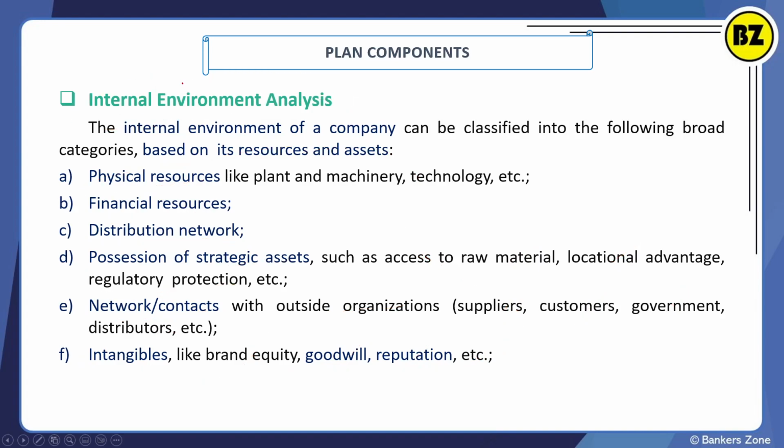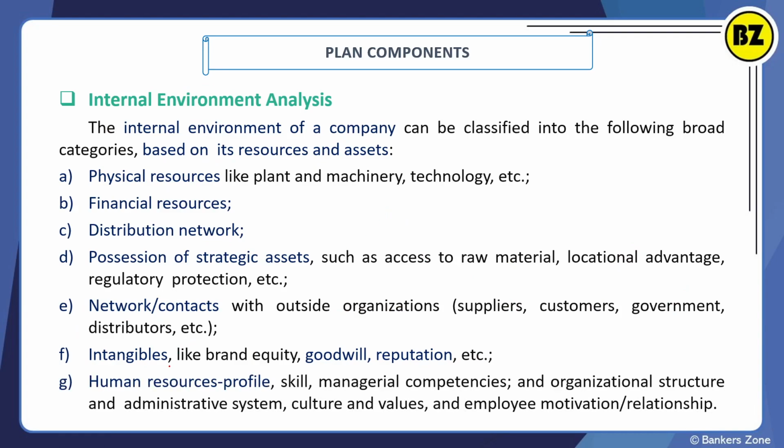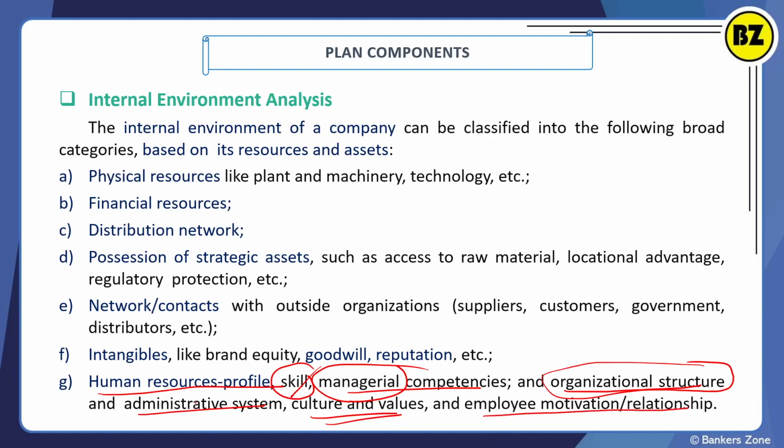Now one more, human resources are also important. Human resources profile, for example skilled or managerial competencies, that means how skilled your workers are, what skills your employees have, and how many are able to work as managers. Organizational structure, what structure is strong and good for your organization. Then the administrative system, the culture and values of the organization, employee motivation and relationship. These are the HR perspectives, and they are also part of the internal environment analysis.